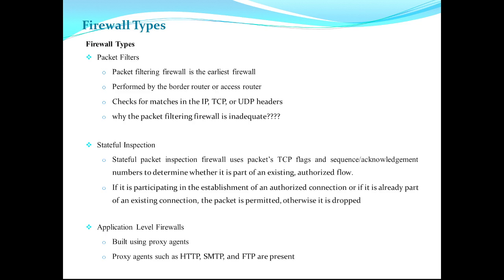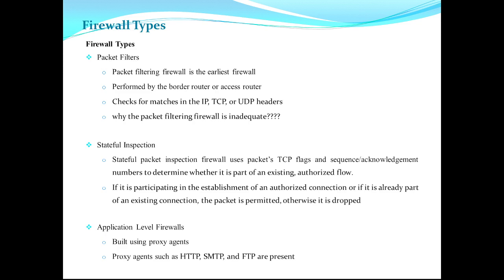Okay, so let's see the next one, the stateful inspection firewall. As the name suggests, it is inspecting the states. Let me give you a scenario of what is happening here. This firewall uses the packet's TCP flags and sequence and acknowledgement numbers to determine whether it is part of an existing authorized flow. When I say part of an existing authorized flow, it means, let's say for a few months the same packets have been arriving or being sent out, so it has made an entry for these packets in the access control list. It is there on the records.